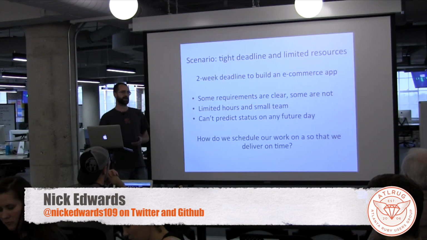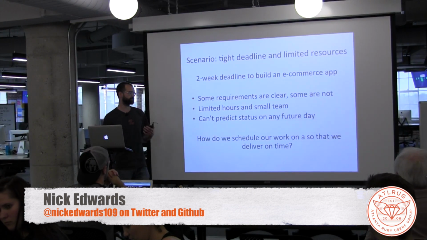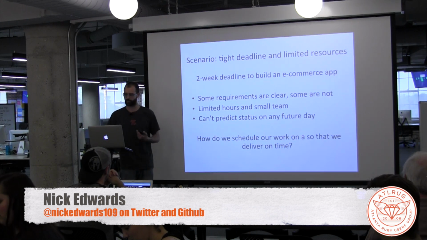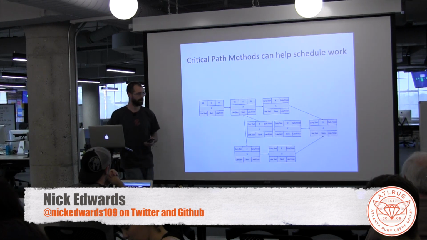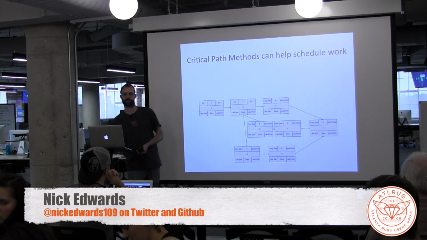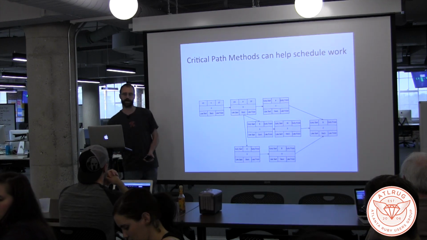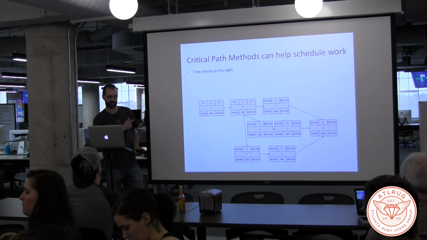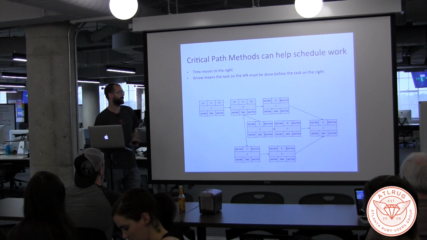And so this is really challenging because it makes it hard for us to schedule our work, and it's hard for us to know what we should be doing at any point in time. In some industries, they would approach this with a philosophy called critical path methods. If we look at this chart, we can imagine time moving to the right, and things on the left have to get done before things on the right. So there's this notion of functional dependencies.